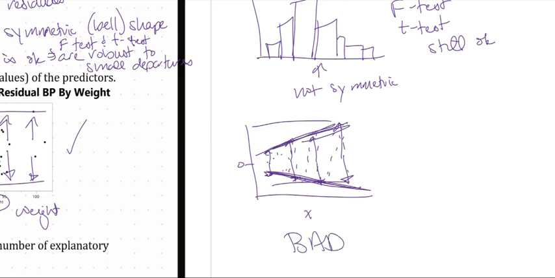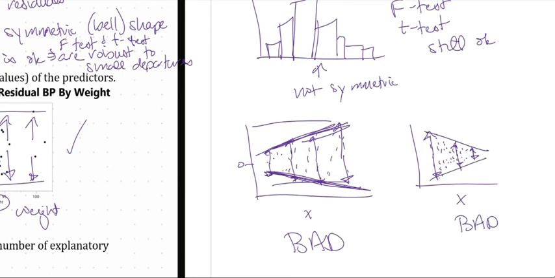A different way this could happen is if I were drawing my residuals and I saw something where for small values of my predictor I had really big variability, but then it got smaller and smaller. This is also bad. We can see that I have this cone shape.